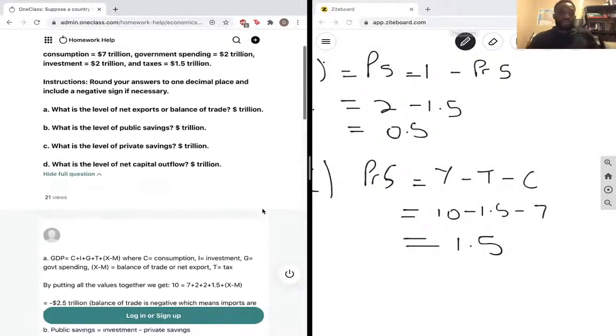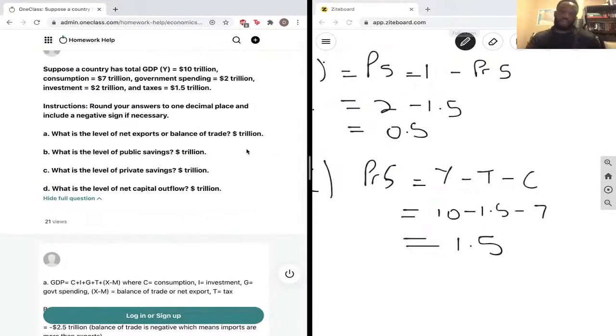So, excuse me, public saving is investment minus private saving. This question probably would have done us better if it asked what private saving was first before it asked what public saving was. But as you see, private saving here is 1.5, which is reflected in here, and that's how you find both public and private saving. So when calculating private saving and public saving, your best bet is to probably find private saving first, and that would also help you in finding your answer for public saving.